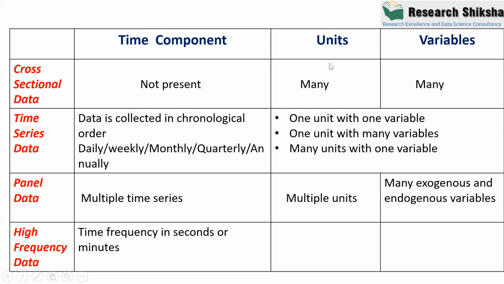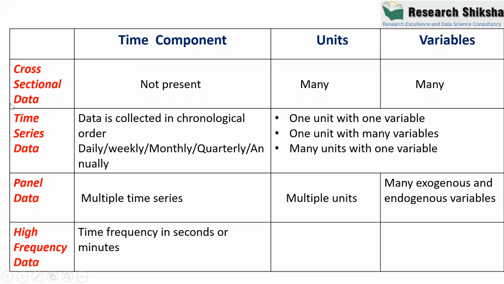One is the time component. Unit means from where you are collecting the data. Suppose you are collecting the data from patients or from companies or from customers. So these are the units. And variables means you are collecting the data for many variables.